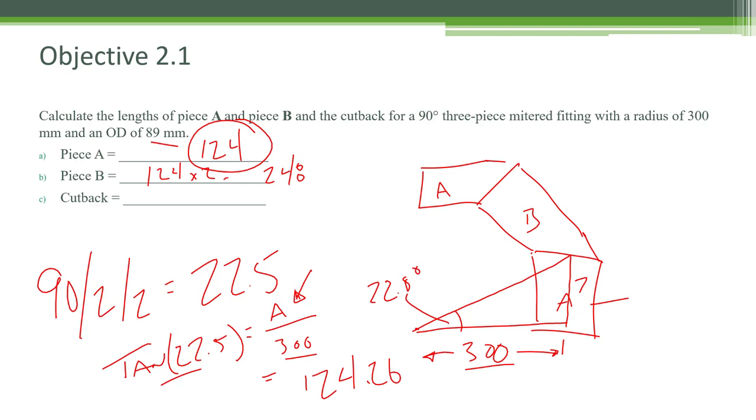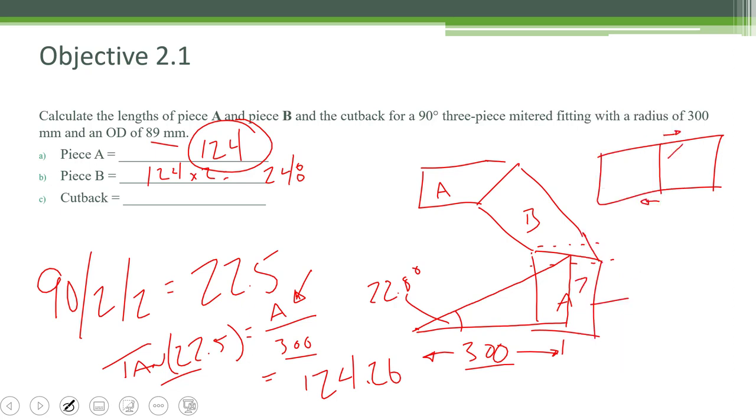Okay, your cutback distance. So remember your cutback distance is because that measurement, that 124 is to center. So again, you'd have a piece of pipe like this. You give yourself a wraparound mark. You got to figure out your cutback distance like this, so you can give yourself the proper miter.